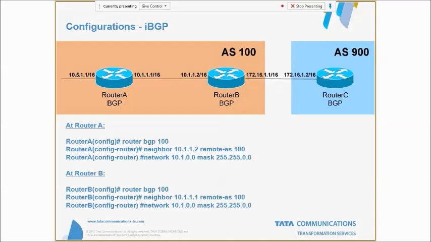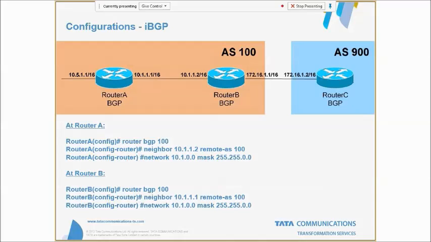The next one is the network command. As I used the 16-bit mask, I use the same mask here for network 10.1.0.0, which has a CIDR of /16. And the same thing repeats at router B. In router B, we use the same command router BGP, under it the neighbor 10.1.1.1, and the same remote autonomous system, 100. And the network command is the same, for 10.1.1.0, with a subnet mask of 255.255.0.0, which is a CIDR of /16.